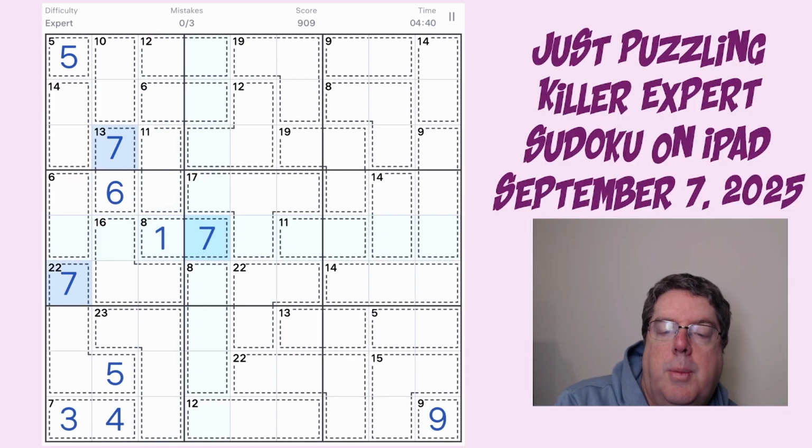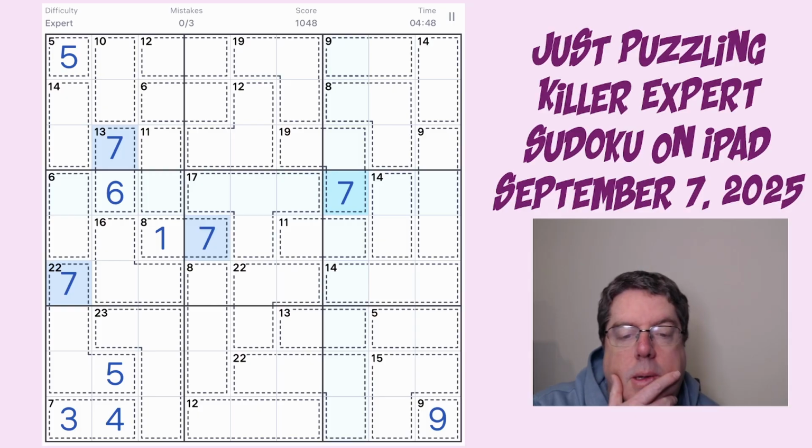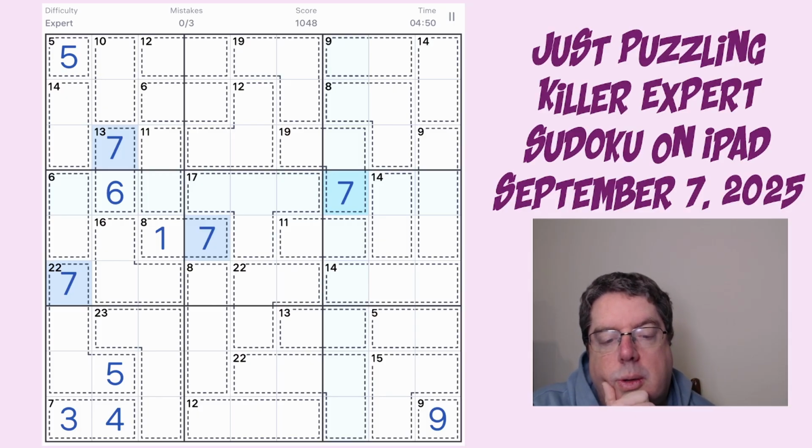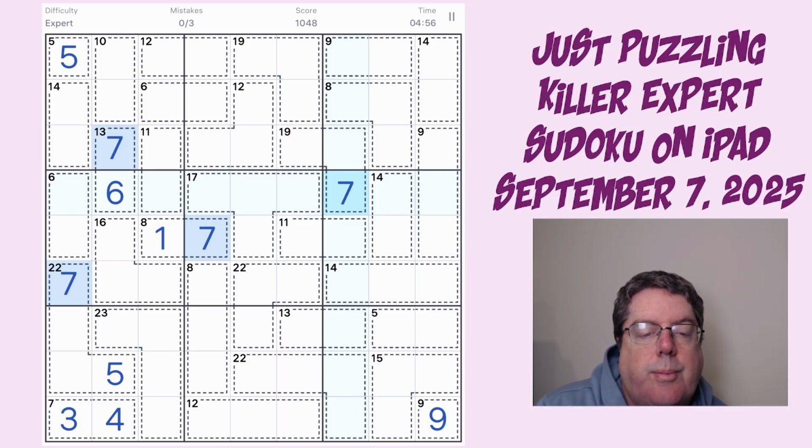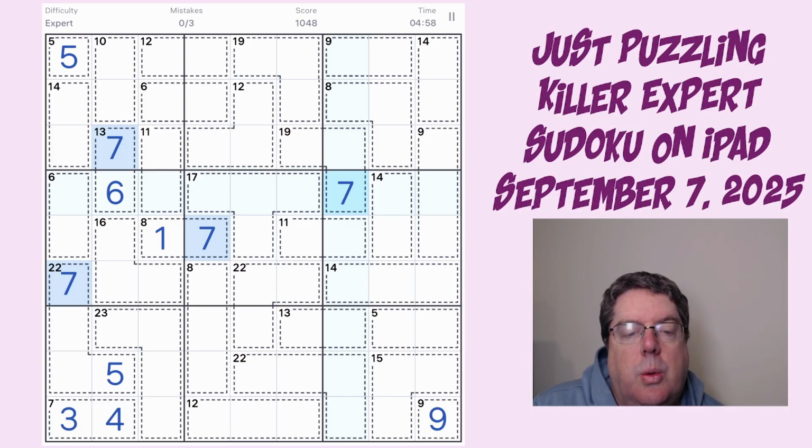So 7's going to be either here, here or here. Can't be here. Can't be here because 7 would need a 1 and a 1 to get there. So this is going to be a 7 here. Alright. So 8 and 6, 6 and 7, 9 and 1.